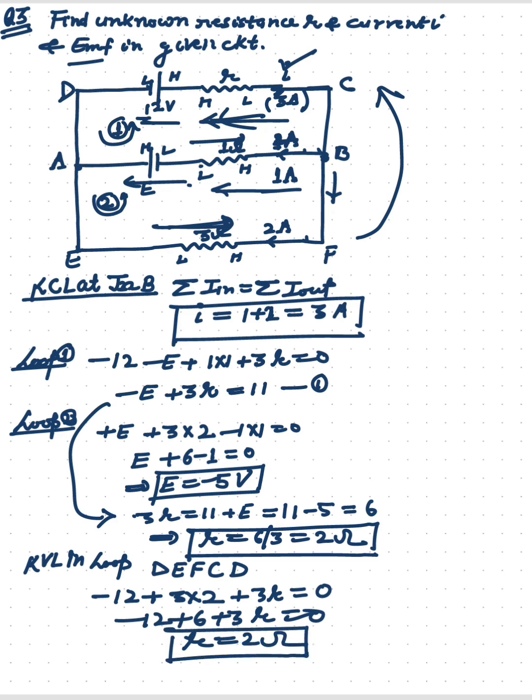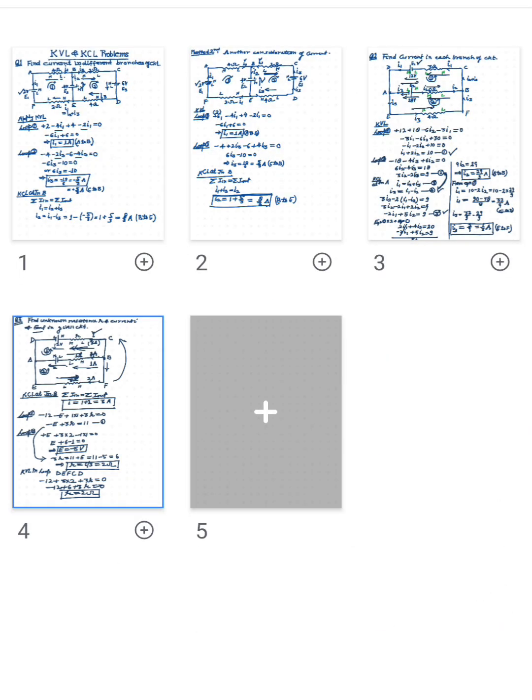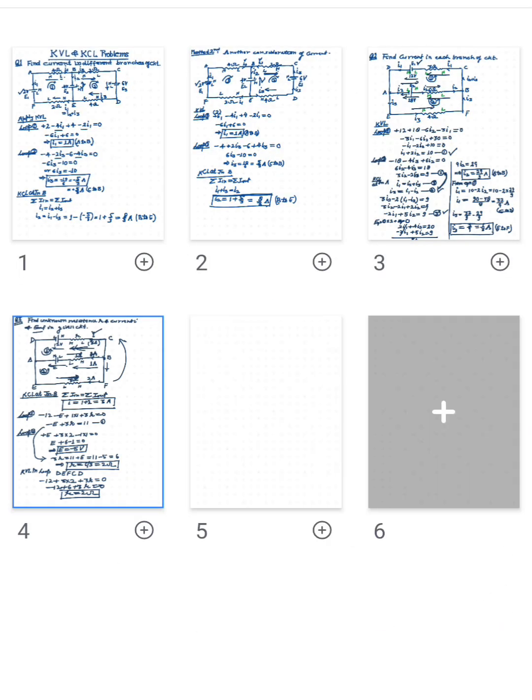okay. And so this problem is over. And one more problem I can discuss here at the time. Okay, let me discuss one more problem. Let me add the page 5. Okay, next question.